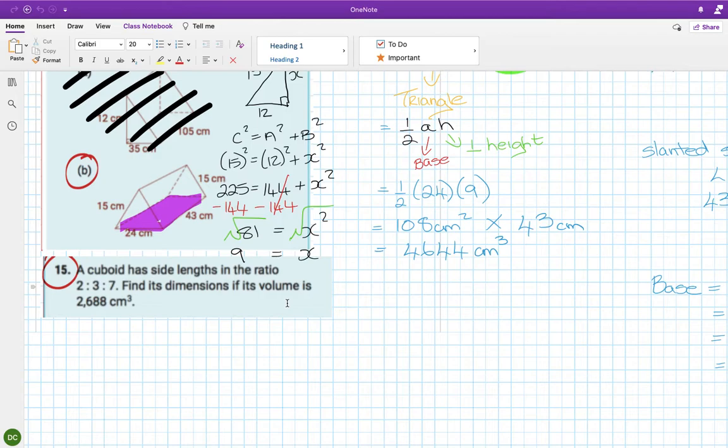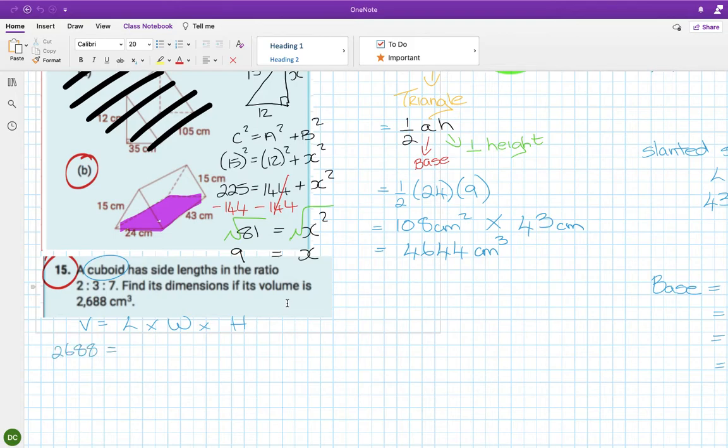Okay, and then the second one: a cuboid has side lengths in the ratio 2:3:7. Find the dimensions if its volume is 2688. Okay, there's probably a few ways to do this. The one that's coming to mind for me is that basically to get the volume of a cuboid, it's length by width by height. Okay, we know the volume is 2688.